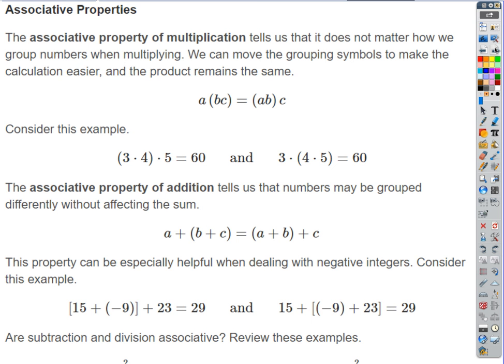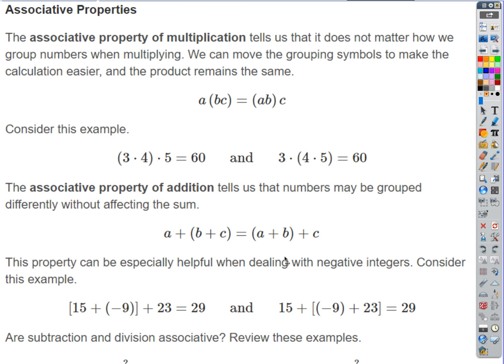Agreed? So in other words, A times the quantity B times C is exactly the same thing as the quantity A times B, times C, right? A plus the quantity B plus C equals the quantity A plus B, plus C. I can group those, I can pair up those three in any order I want to for addition and multiplication.